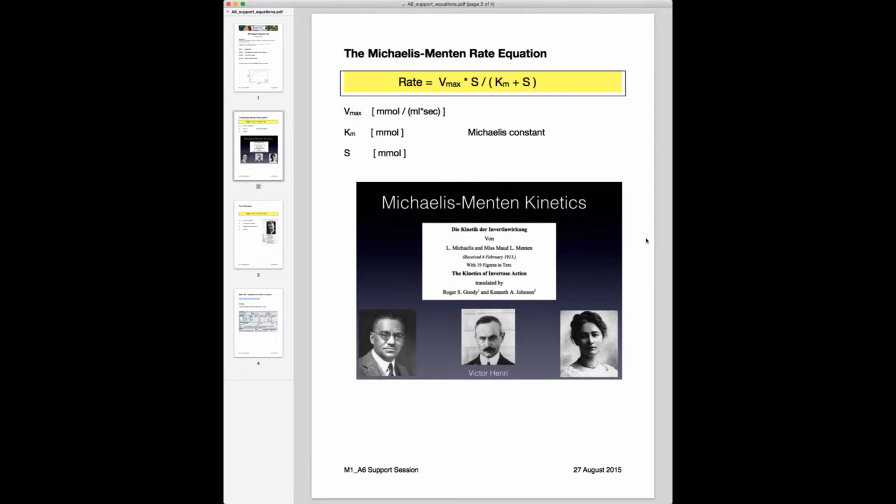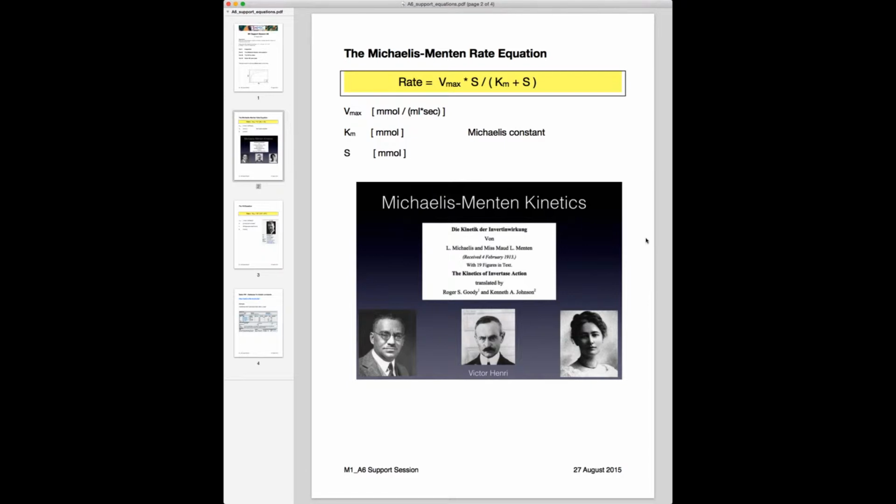Another important restriction is that this is derived for a one-way, irreversible reaction. And of course, all chemical reactions are in principle reversible, and enzyme kinetics in particular is mostly reversible, so we would not trust that this works in all cases, for example under in vivo conditions.